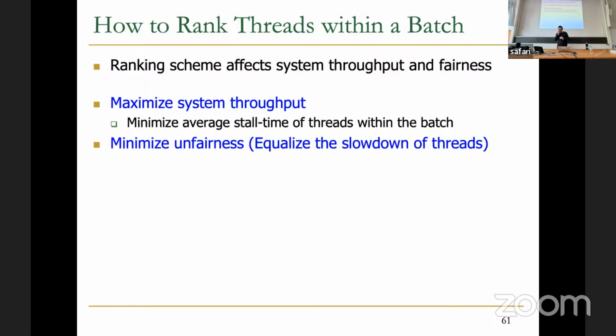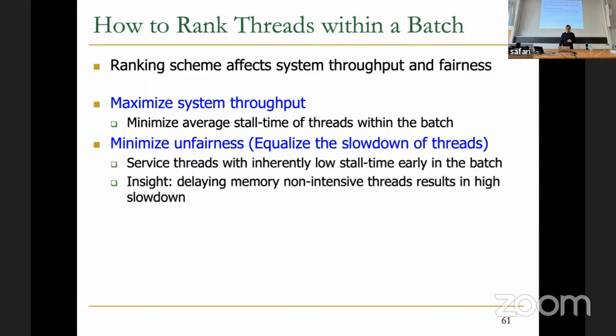This makes sense, hopefully. Minimizing unfairness is a little bit tougher to reason about, but the insight is that if a thread has inherently low stall time, finish them early in the batch, right? And the reason we do this is because if you delay a memory non-intensive thread, a thread with an inherently low stall time, they would experience a high slowdown compared to another thread that's intensive.